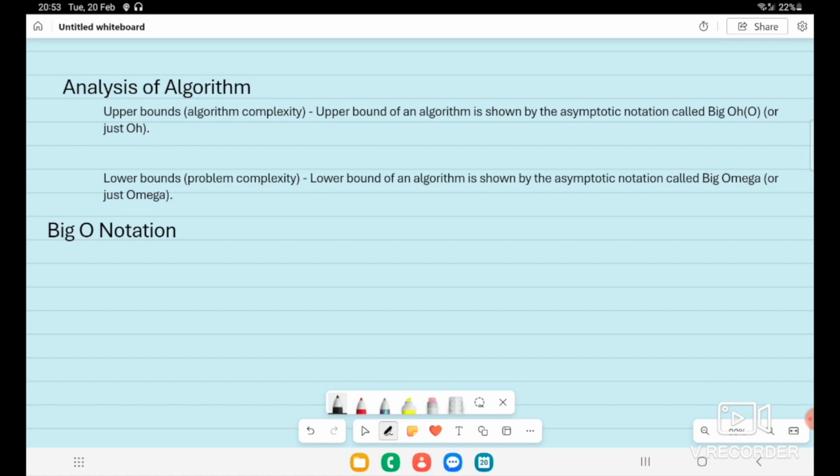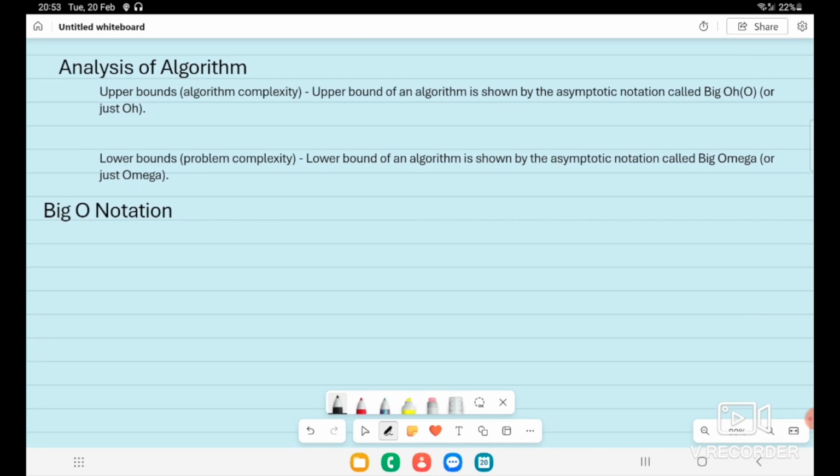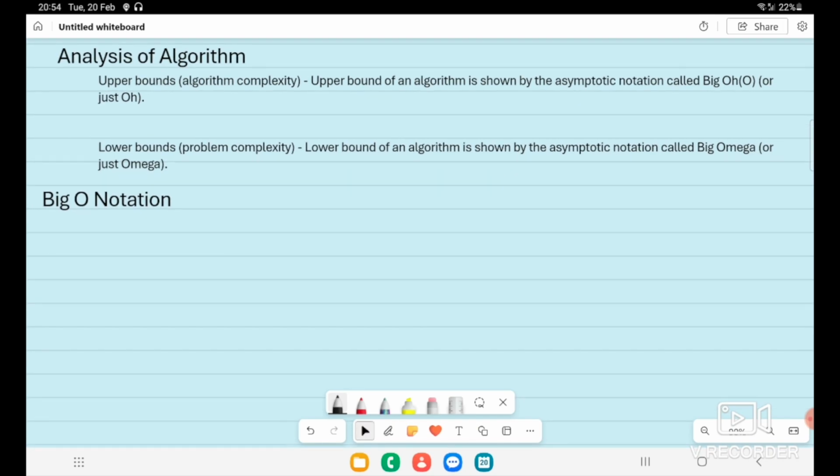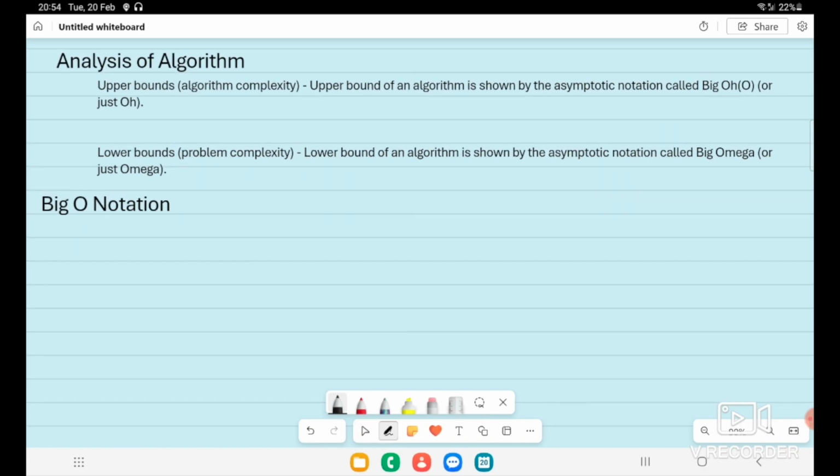Today we are going to discuss the analysis of algorithms. In analysis of algorithms, there are two things we can analyze: one is the algorithmic complexity, and the second is the problem complexity, that means how complicated the problem is. One is the complexity of the problem, where we need to solve the problem in terms of algorithm and program, and the second one is the algorithm complexity.